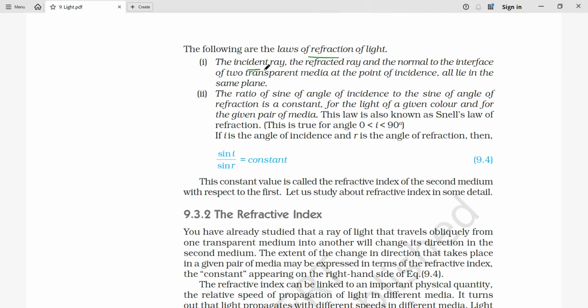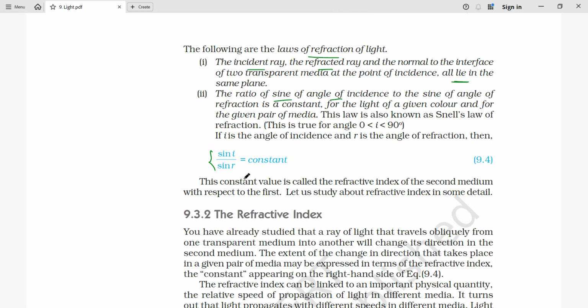So here also we have the incident ray, the refracted ray and the normal to the interface of two transparent media at the point of incidence, which lie in the same plane. The incident ray, the refracted ray, not reflected, and the normal, these three lie in the same plane. And the second law: the ratio of sine of angle of incidence and sine of angle of refraction is a constant. So this ratio is always constant.